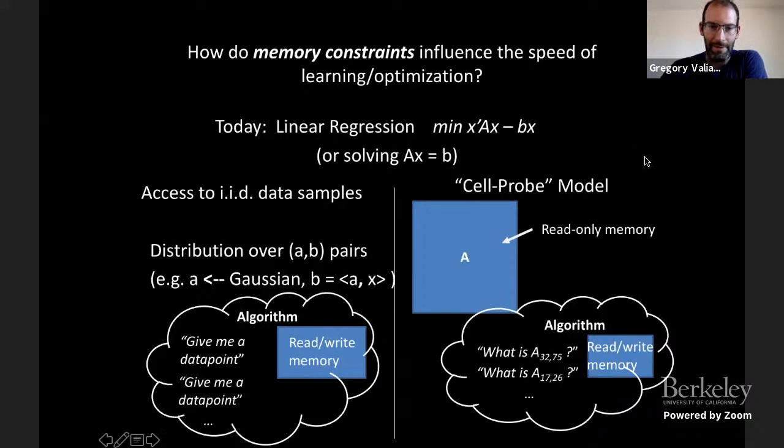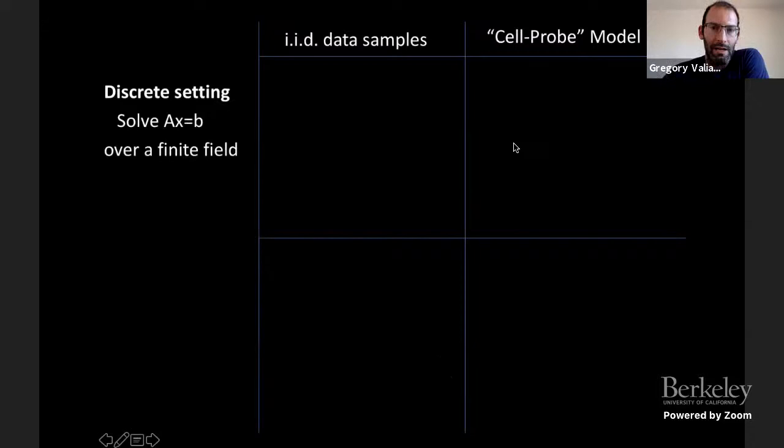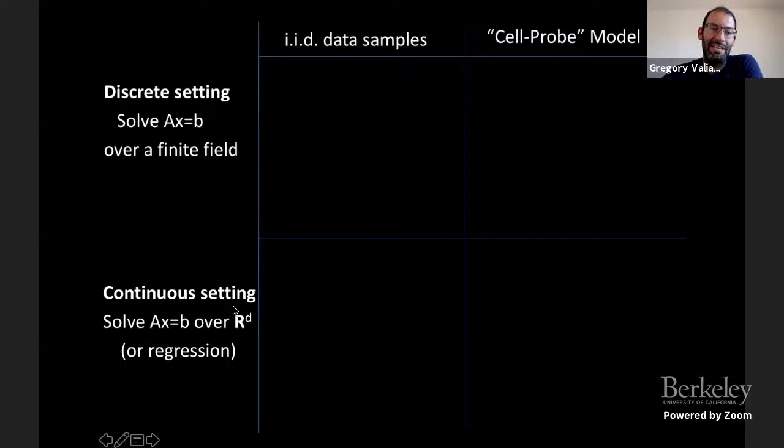Good. So these are two different models in which you can start asking these questions about learning with bounded memory. Beyond these two models, there are two very different settings that we might want to think about. One is a discrete setting, for example, where we're trying to solve some system of linear equations over, say, a finite field. The other is a continuous setting where we're solving some linear system over the reals, or doing regression or some more general convex optimization. So I wanted to give specific problems for each of these four boxes, so we have a very concrete sense of what we're talking about.